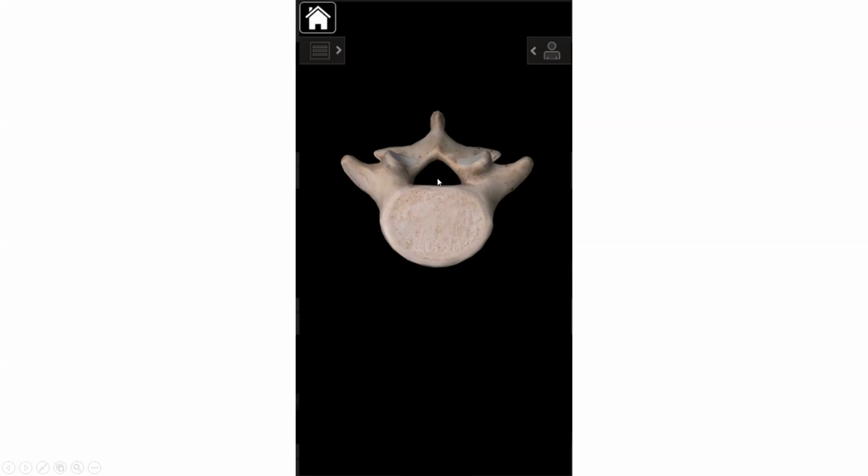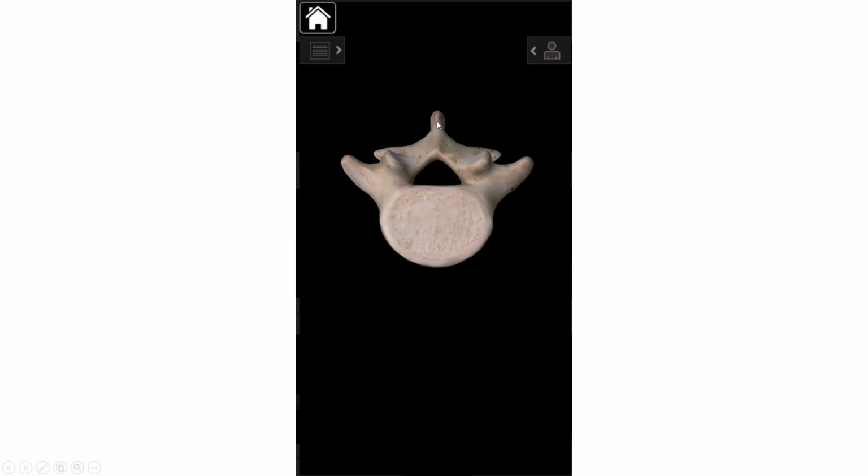And so the neural arch, its job is to protect the spinal cord, which is going to sit here in that vertebral foramen. So we got the pedicle, we got the lamina, now we're on to the spinous process. The spinous process is a projection that pokes straight posteriorly. This is the spinous process right here. Each vertebrae only has one. Those are the little knobs that you can feel on the posterior aspect of your spine.